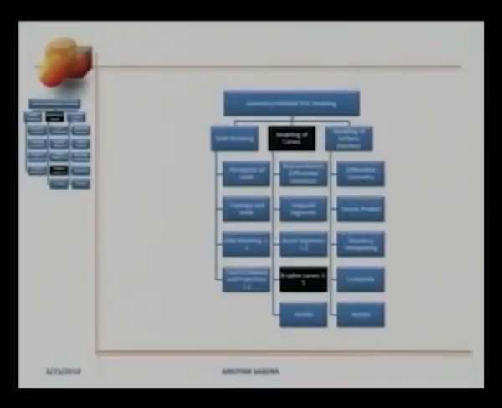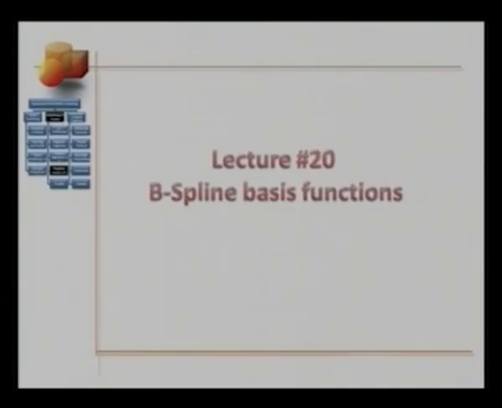Hello and welcome again. We continue with our lectures on computer-aided engineering design. We continue with our discussion on B-spline curves and segments. This is lecture number 20. Today we'll discuss B-spline basis functions and how to construct them.